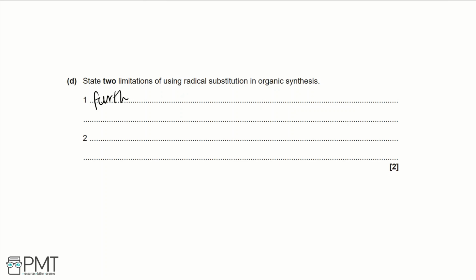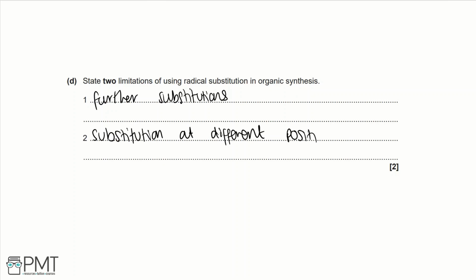So our first limitation of radical substitution is that you can have further substitutions, and you keep substituting on your hydrocarbon chain until all the hydrogens are replaced with a halogen. Also, your second limitation is that the substitution could happen at different positions along the chain, so you might not always get the product that you want coming off at the end.